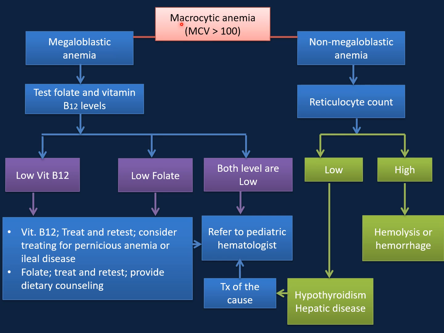This slide summarizes how to approach a patient with macrocytic anemia. You need to order a peripheral smear. If the peripheral smear shows hypersegmentation of the neutrophils with more than 5 lobes with macrocytosis, MCV more than 100, this is megaloblastic anemia. If the peripheral smear shows macrocytosis with normal neutrophils and no hypersegmentation, this is non-megaloblastic anemia. The next step is to order a retic count.